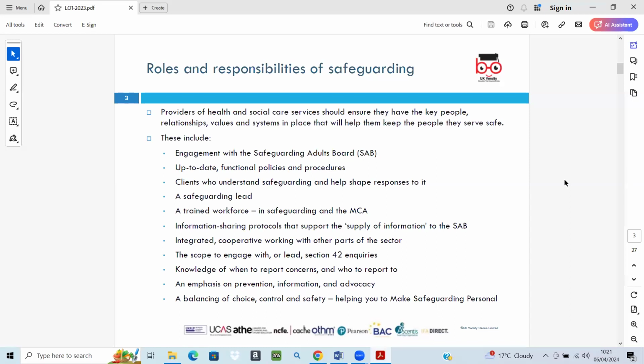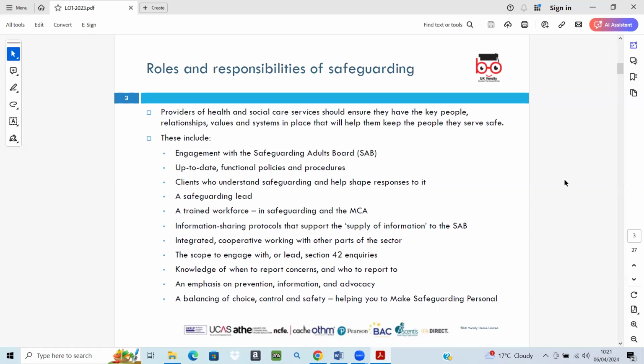Now, the next point is knowledge of when to report concerns and who to report to. Staff must know how to recognize signs of abuse or neglect and understand the procedures for reporting these concerns. Why is it important? Timely reporting of safeguarding concerns is necessary because it ensures the risks are addressed immediately, reducing the chance of harm and potentially saving lives.